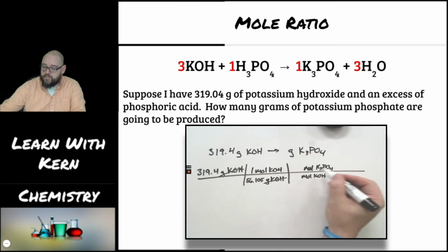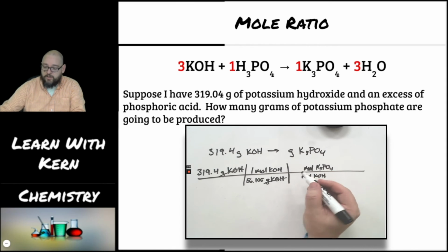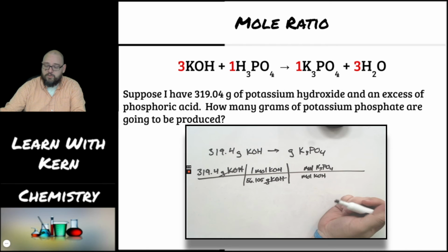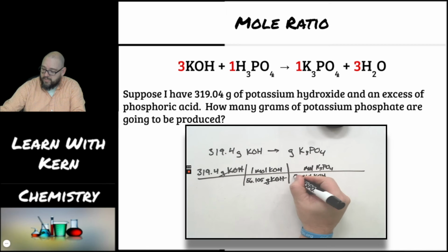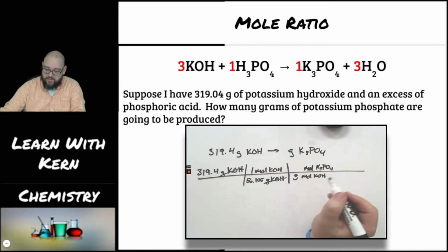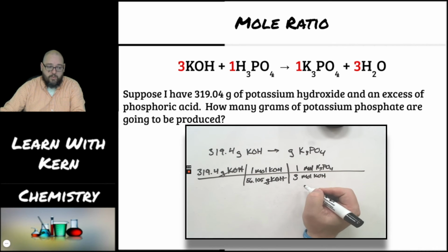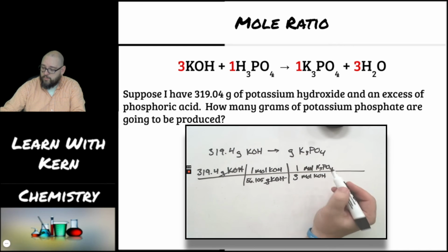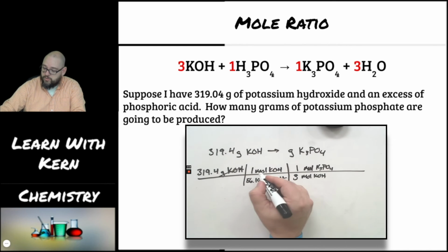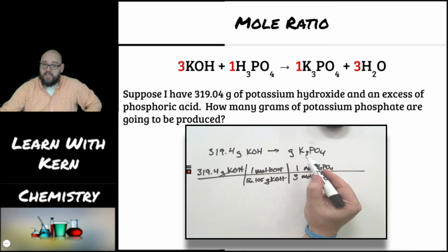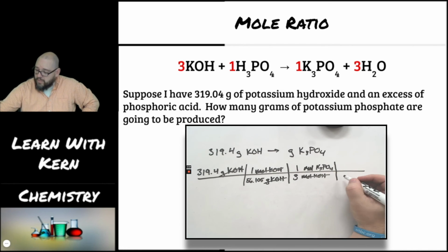But when you do the mole ratio, if I have moles over moles, the numbers here come from my balanced chemical equation. So when you look at the balanced chemical equation, the coefficient of KOH is a 3. So I have 3 moles of KOH, and the coefficient of K3PO4 is 1. So I have 3 moles of KOH are required to get 1 mole of K3PO4. So you'll see that my moles of KOH now cancel out, and I have moles of K3PO4. But the question wants grams of K3PO4. So I need to keep going.